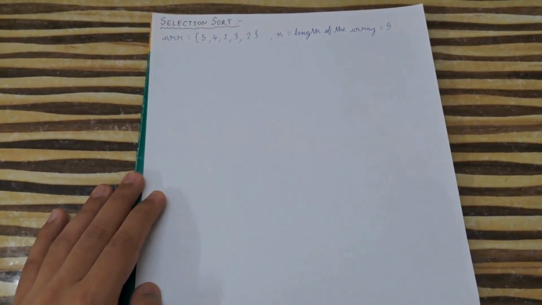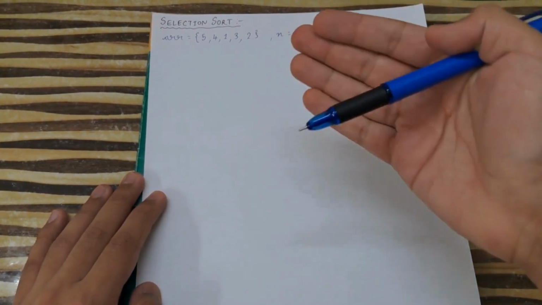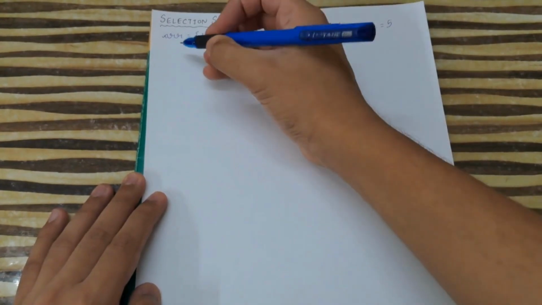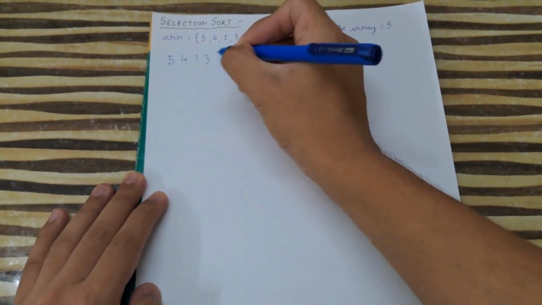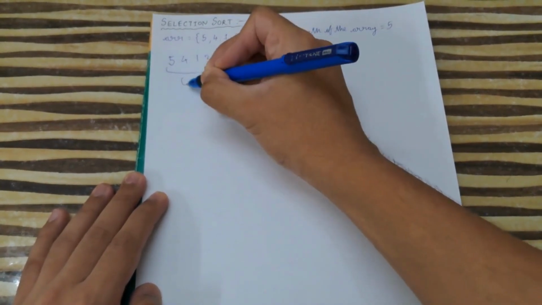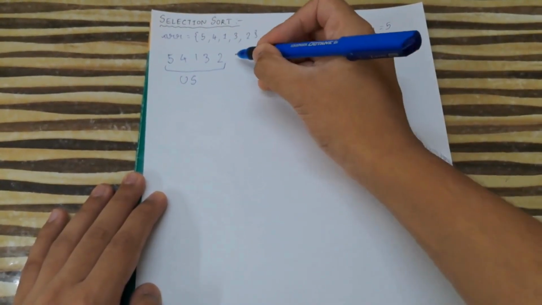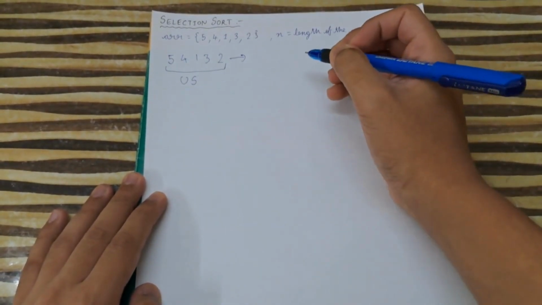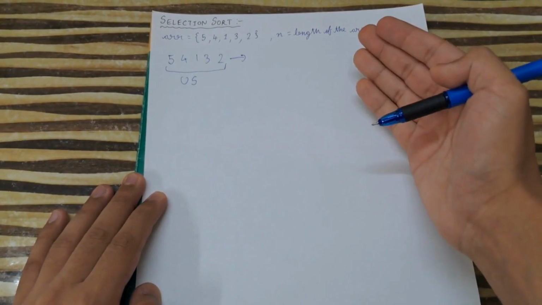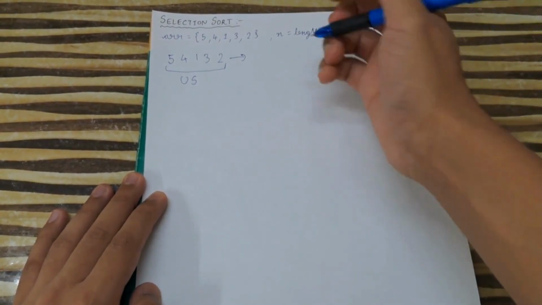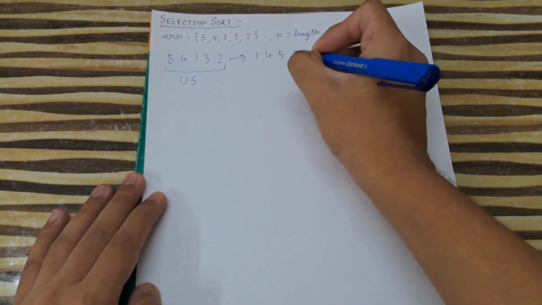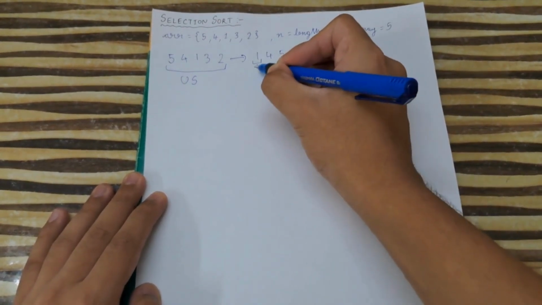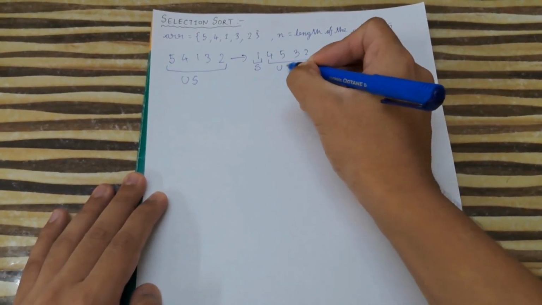We can imagine it like this: there are two parts of the array, the unsorted part and the sorted part. First of all, 5, 4, 1, 3, 2. The complete array is unsorted. After the first iteration, it will find 1 as the minimum element and swap it with the position of 5. So the new array will be 1, 4, 5, 3, 2. Now this part is sorted and this is the unsorted part.